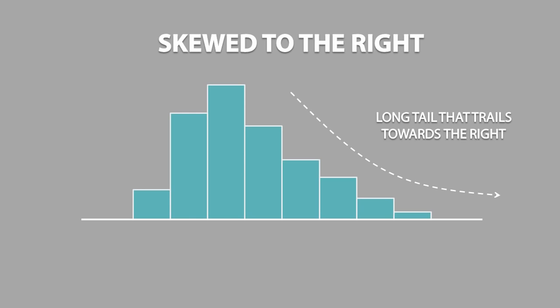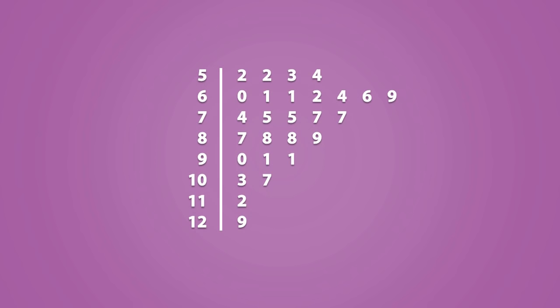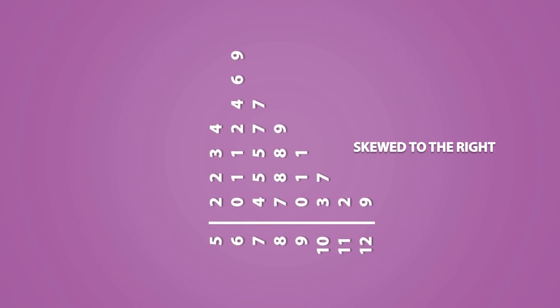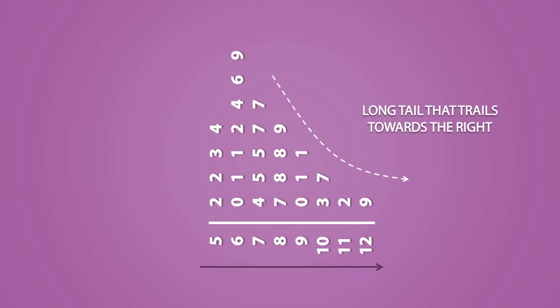The same thing can be applied to a stem plot. This stem plot would be skewed to the right. A good way to determine the skew of a stem plot is by flipping it onto its side. When you view the stem plot this way, you must make sure that the stems are positioned like a regular number line, where the lower number starts from the left and increases towards the right. We can see that there is a long tail that trails towards the right, so we can say that this distribution is skewed to the right.